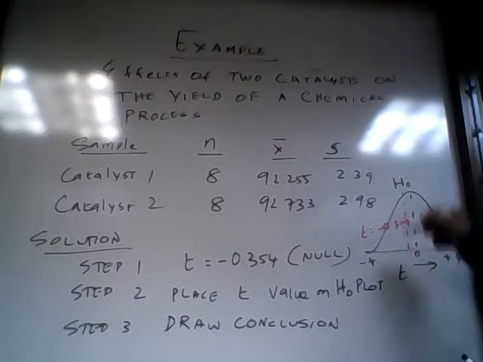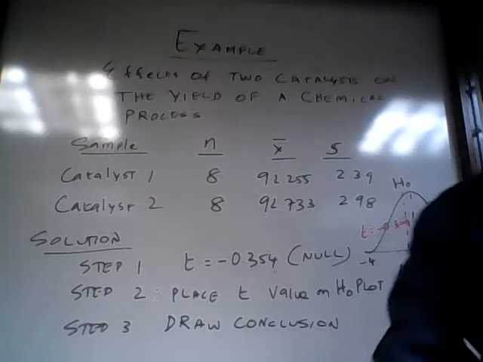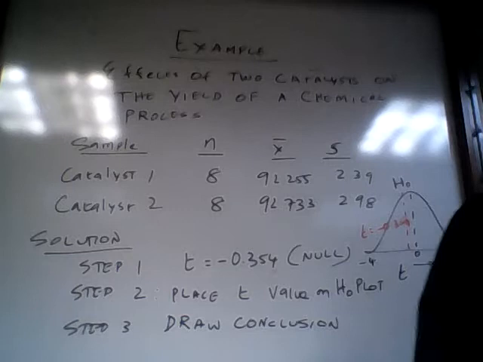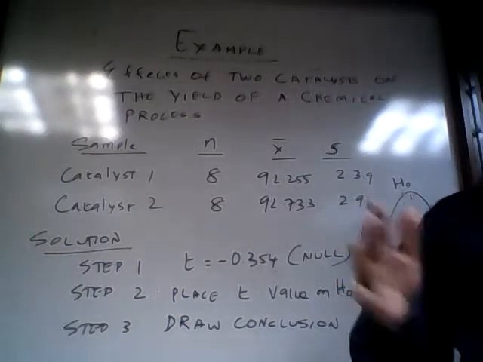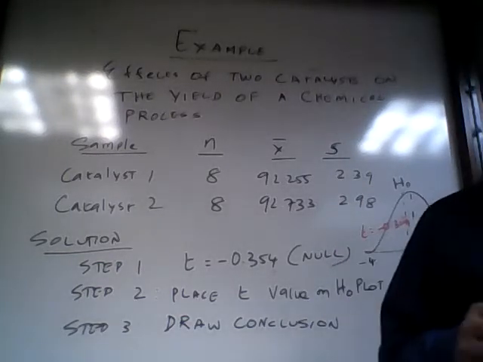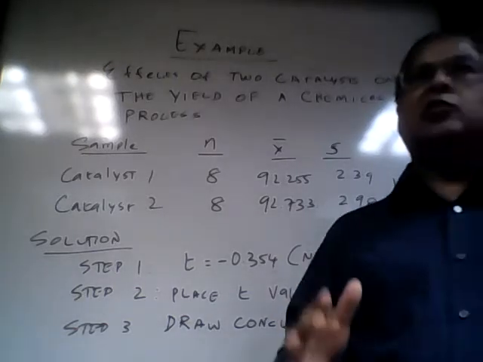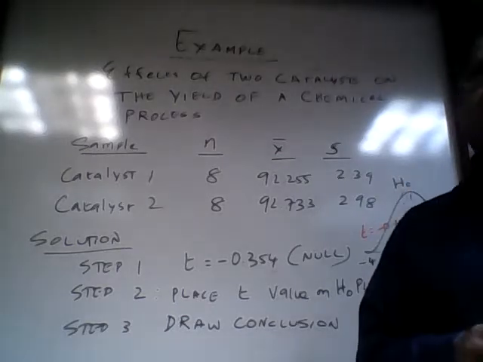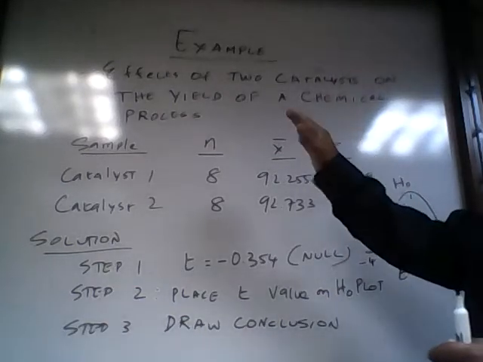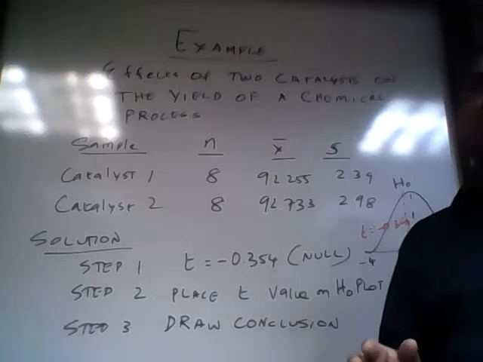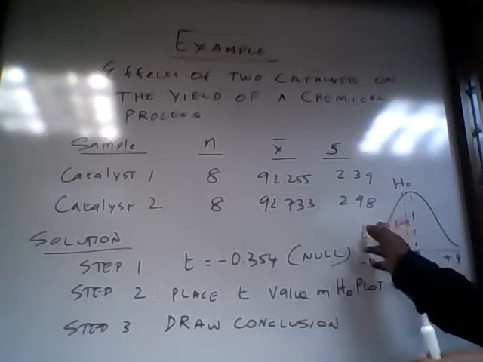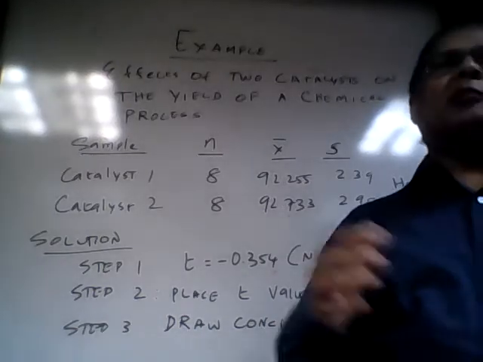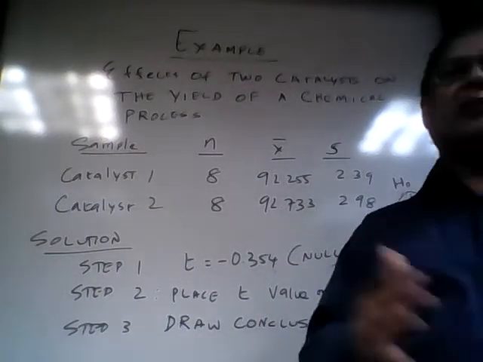Since this t-value is well within this range of minus 4 to plus 4, we are going to draw a conclusion that both catalysts will give the same effects. Both have the same mean values. So in other words, do not reject the null hypothesis. The null hypothesis is valid, and both catalysts will give you the same yield. But if this t-value is outside this range, then it could be that one catalyst may give a different effect than the other catalyst.